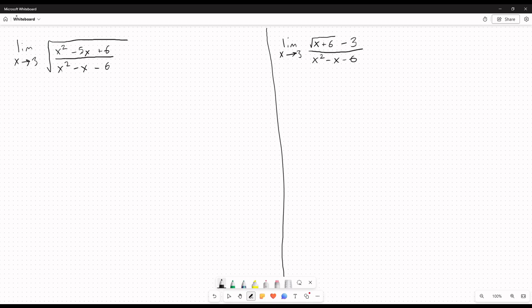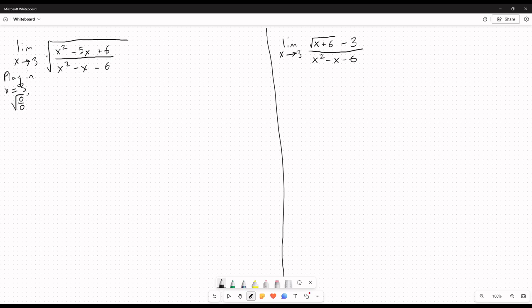What we want to do first with any limit is quickly check if we plug in x equals 3, do we get a number or do we get something that's undefined? If you plug in x equals 3, you will get square root of 0 over 0. You can check that for yourself. So yes, this is a case where we need to do some limit shenanigans.